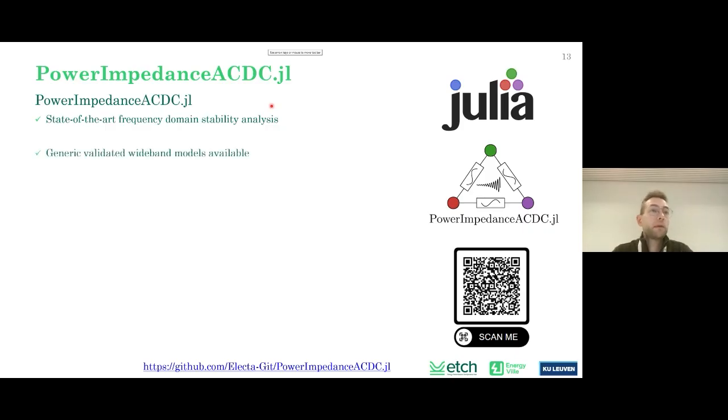We have generic validated wideband models within the tool. Wideband models, because you have seen earlier, stability oscillations can be in a lower frequency range, but also in a higher frequency range. So with this tool, we want to capture everything, the whole frequency range. This is what I just mentioned, capturing slow and fast dynamics of modern power systems. And since we are relying on analytical models, and this is also what Jeff already hinted upon, we are very fast. So we can do fast stability analysis of ACDC grids.